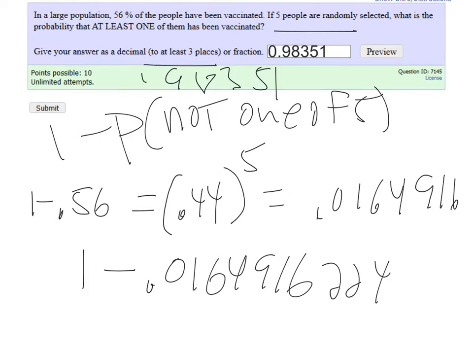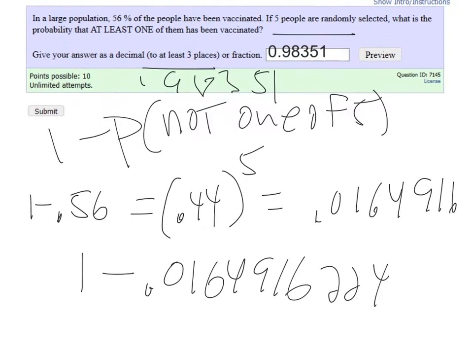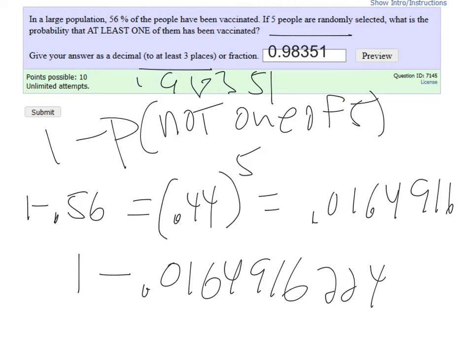Okay, so when you deal with one of these at least 1 problems, find the probability of none of them, take that answer away from 1. Okay?